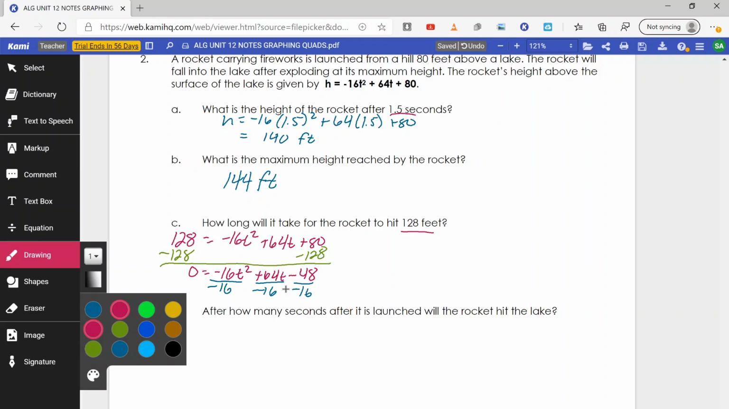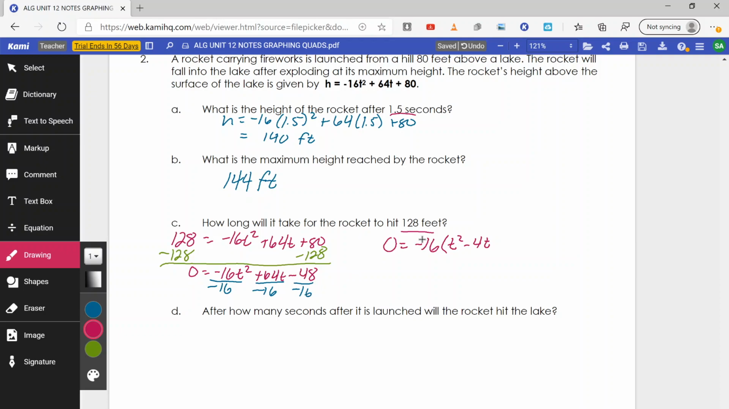So if I were to give myself a little more room, I'll go over here. So 0 equals, I was able to divide off negative 16. I can't divide anything else because we have t squared, t, and nothing. So when I divide that off, negative 16 divided by negative 16 gives me t squared. 64 divided by negative 16, so minus 4t. And then negative 48 divided by negative 16 is plus 3. So I was able to divide off a common factor.